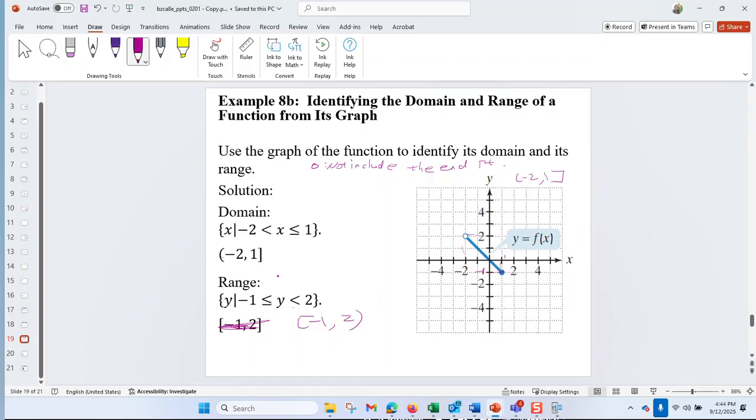All right, any questions? Okay, so that is how we see the domain and range from the graphing.